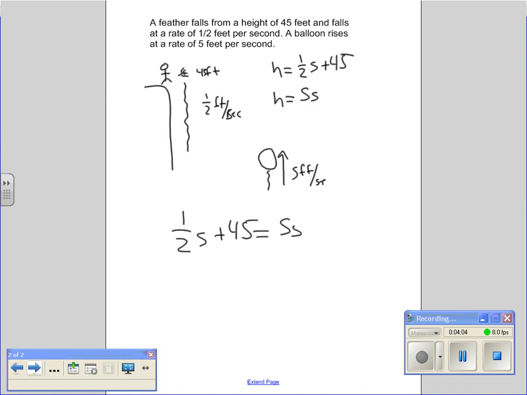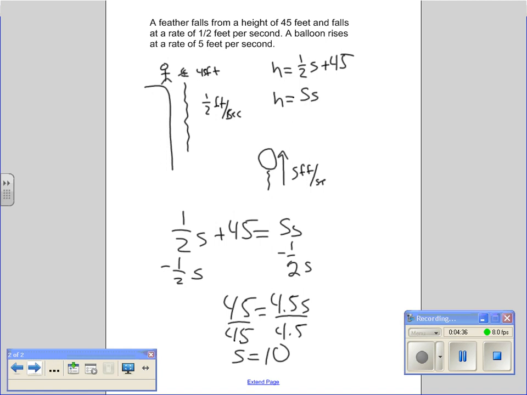All right, so we want to get all of our s's on one side of the equal sign. So subtract the 1/2 s from each side, and you're going to end up with 45 is going to be equal to 4.5 s. All right, or 4 1/2. Divide by that 4.5. That looks an awful lot like it should be 10. So at 10 seconds, they're going to be at the same height, all right? Let's make sure we know that it's seconds, okay? So at 10 seconds, they're going to be at the same height.